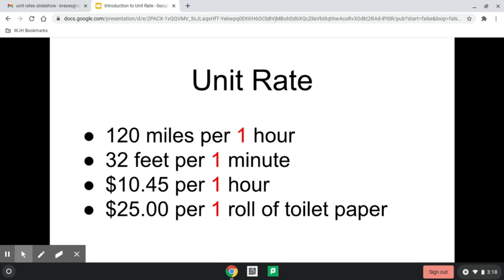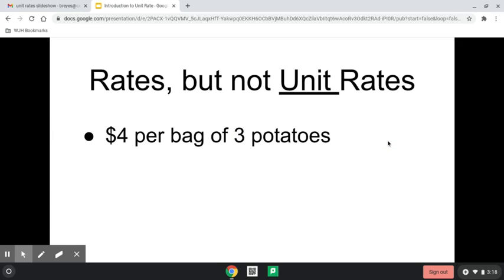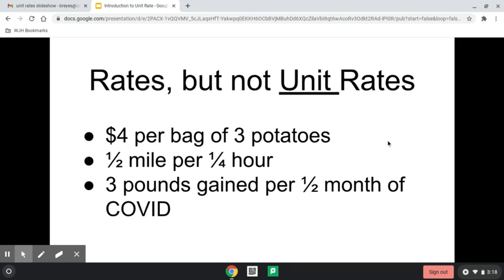Here are some rates that are not unit rates. During this unit, we will learn to change them into unit rates. $4 per bag of 3 potatoes, 1/2 mile per 1/4 of an hour, 3 pounds gained for every 1/2 month of COVID-19.